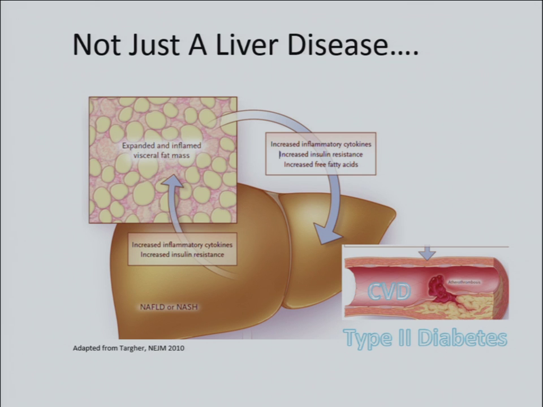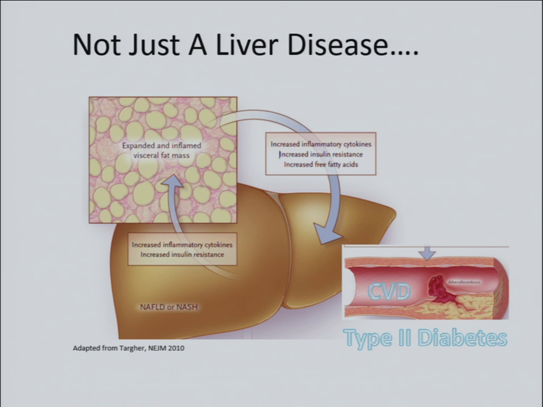So NAFLD, is it just a liver disease? Is it just in the liver? Well, no. We know it's associated strongly with visceral fat mass, which is expanded and inflamed. It's really a systemic problem. So they have a systemic increase in inflammatory cytokines. They have increased insulin resistance, increased free fatty acids in circulation.